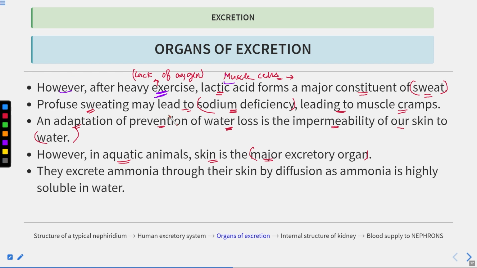Okay, so it is an adaptation to prevent the loss of water, because our skin is impermeable to water. That's why we can conserve water, and the only loss of water is through sweat. However, in aquatic animals, the skin is the major excretory organ. If you talk about the aquatic animals, they excrete ammonia. That's why they are ammonotelic.